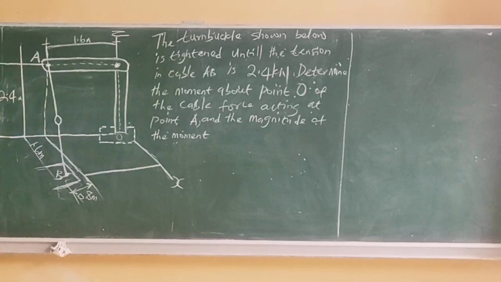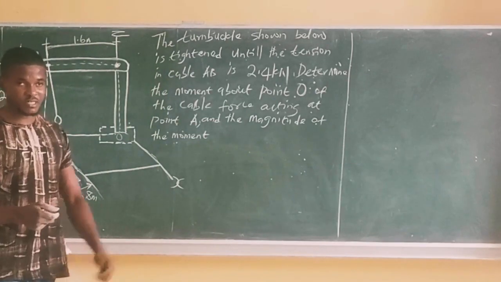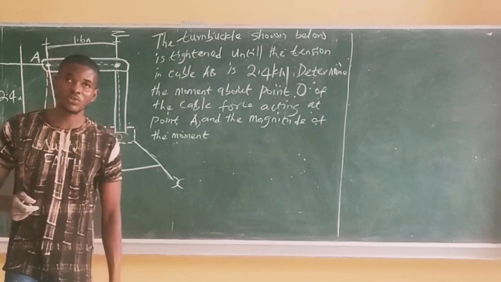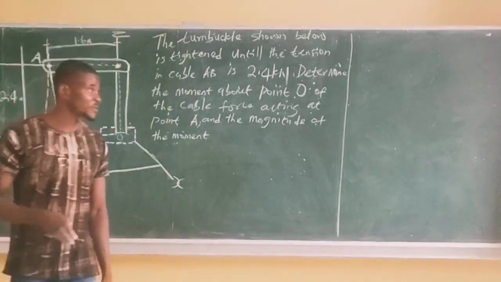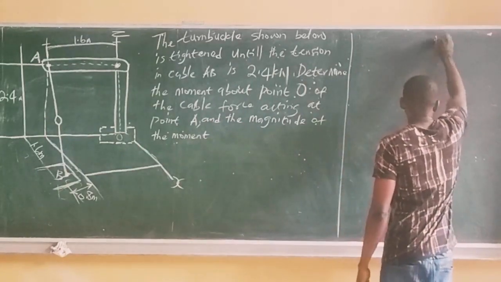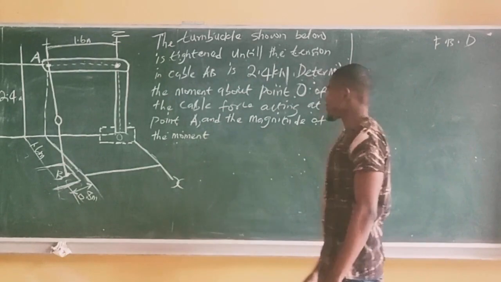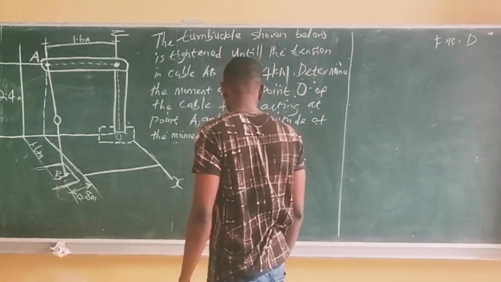That's the question. Okay, so the first thing to do always is to outline the free body diagram. I've always said that whenever a problem is given to us in applied mechanics, the first thing we do is always to outline the free body diagram. So we draw the free body diagram for a three-dimensional force system.